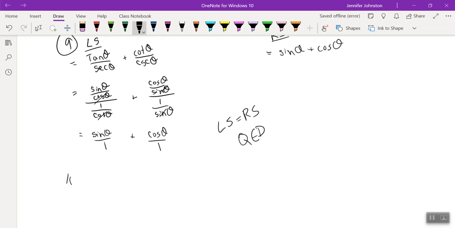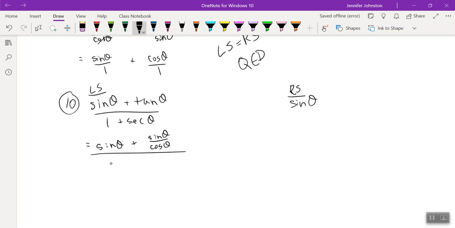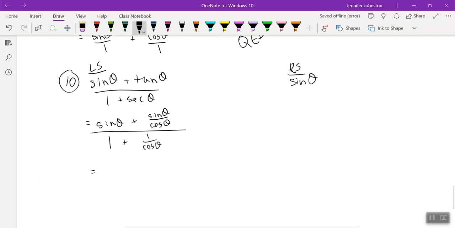And our last one, number 10. Okay, for this one we have sine plus tan. Let's change that tan. Tan is sine theta divided by cos theta. This is another one I starred. It takes a little bit of time to do. At the bottom we have 1 plus 1 over cos theta.